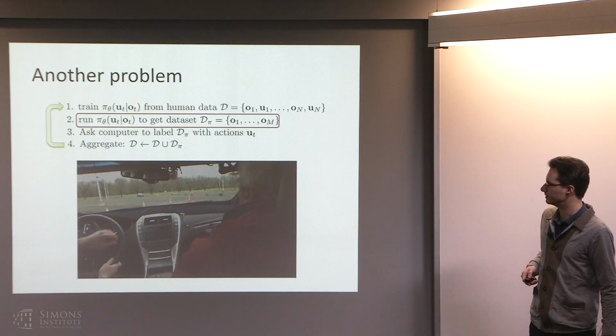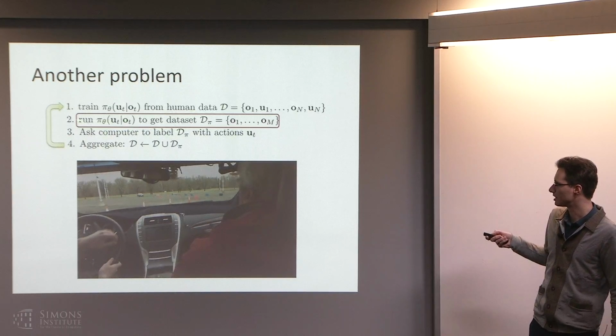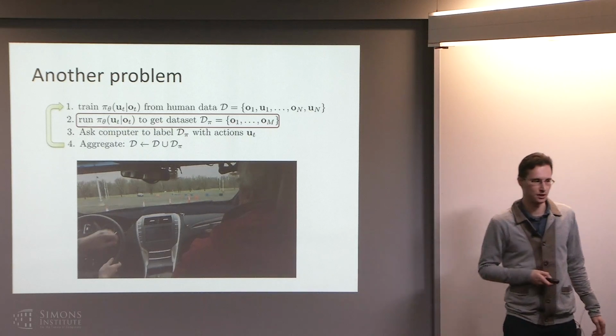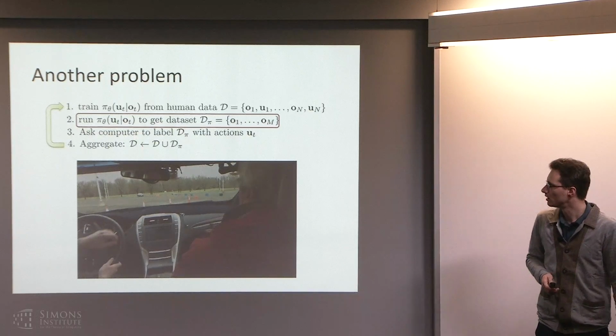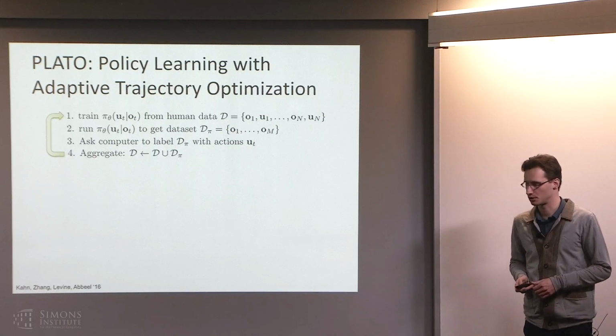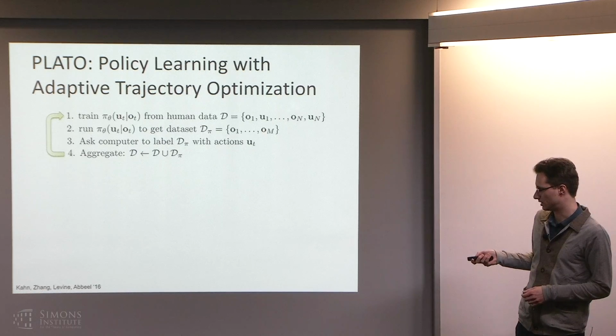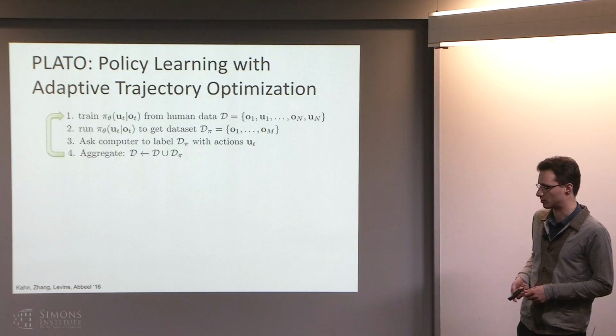So what I'm going to talk about now is an algorithm that uses optimal control to avoid the need for human labels, but it also solves this problem in step 2 by not needing to run a potentially unsafe, partially trained policy. So this is an algorithm called PLATO, which stands for Policy Learning with Adaptive Trajectory Optimization. And this was by my student Gregory Kahn, another student named Tianhao Zhang, and my collaborator Peter Abbeel.